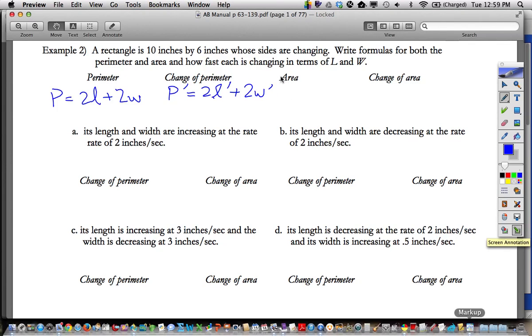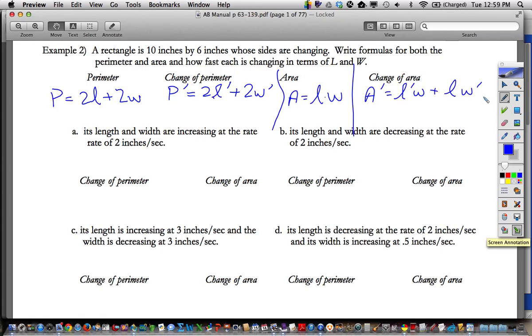All right. So now what is the area of that rectangle? Length times width. What's the change in area? A prime equals L prime W plus, oh, well, now we're doing a product rule, right? It's not L prime W prime. It's L prime W plus L W prime. Thank you. Very good, student. All right. So A prime, let's all line up single file. A prime equals L prime W plus L W prime.